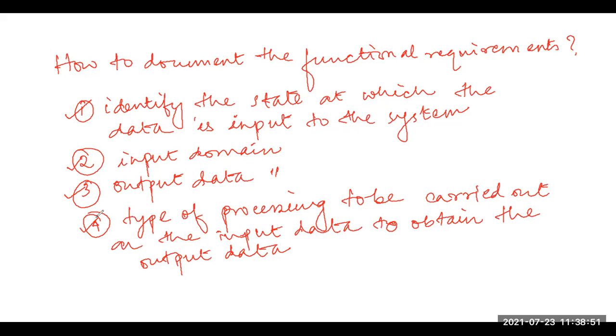Let us now understand this with the help of the withdraw cash example which we have learned. Let us understand how, if we are asked to document the withdraw cash function of an ATM system, how do we document this? So we are asked to document the withdraw cash function. Fine. This withdraw cash function is a high level requirement.